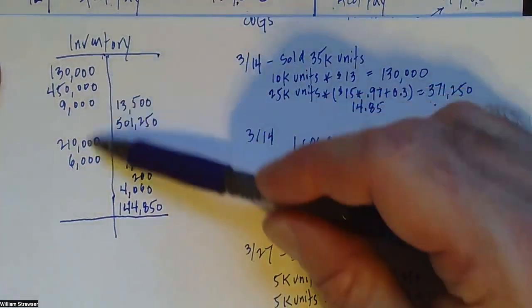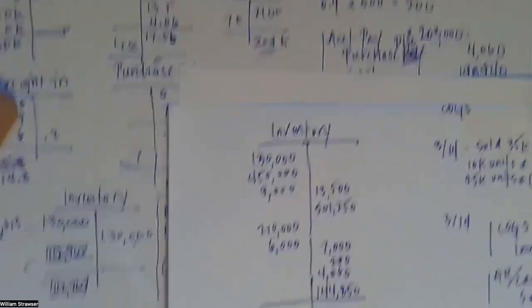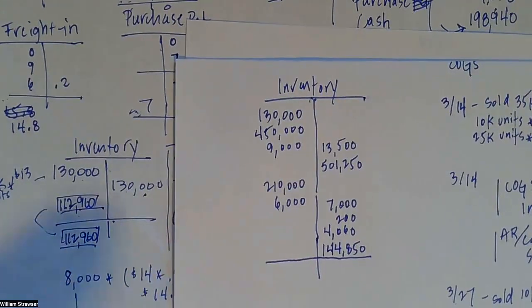So this is my perpetual inventory account. And again, it is so different. It has so much more action in it than when I looked at this from a periodic perspective. Because remember, periodic does not update the inventory account. It does not recognize cost of goods sold during the period.